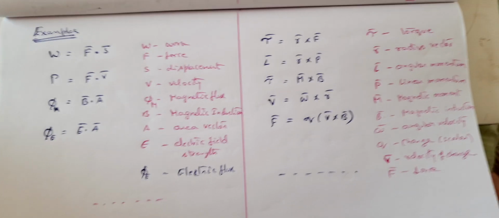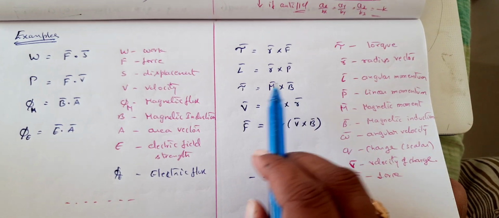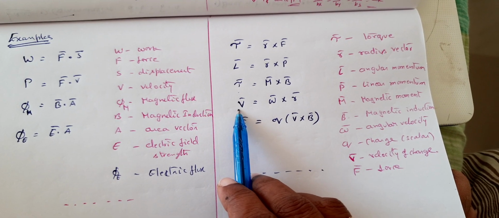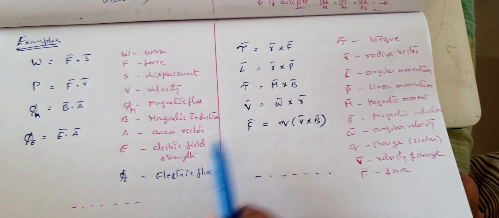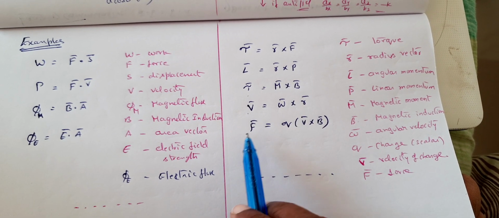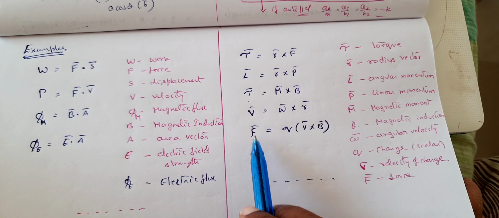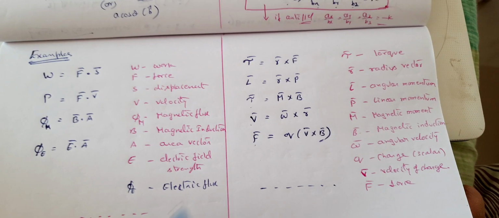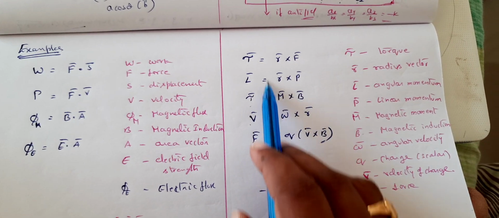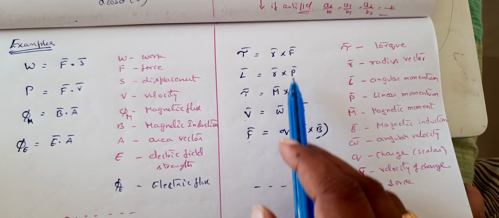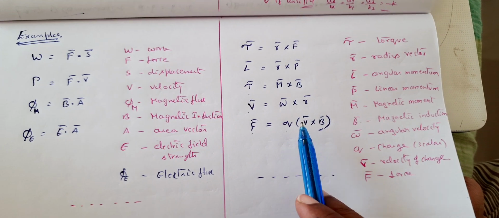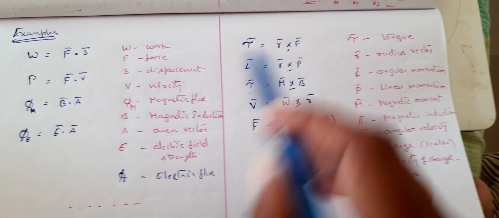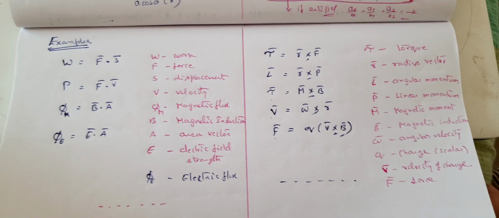Now let us see the next. Here we have torque, angular momentum, torque in case of a magnetic field, velocity vector, linear velocity in rotatory motion, and force on a moving charge, a charge which is allowed to move in a uniform magnetic field. All these are vectors, and we are extracting these vectors using other vectors. So we need a product which can give the result as a vector quantity, and that product is the cross product.